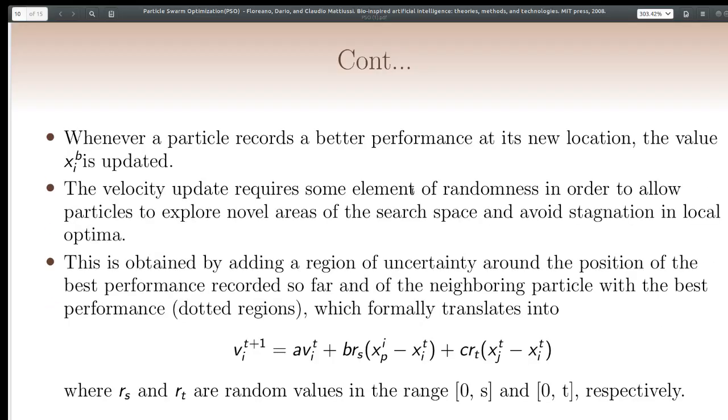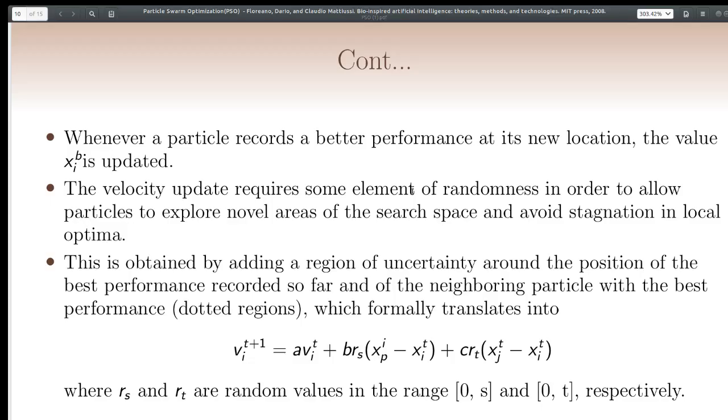Whenever a particle records the best performance, its value xi of b will be updated, and the velocity update requires some element of randomness. Some randomness needs to be added to allow the particles or agents to explore new areas of the search space in order to avoid stagnation in local optima. This is obtained by adding a region of uncertainty around the position of the best performance recorded so far and the neighboring particle with the best performance.